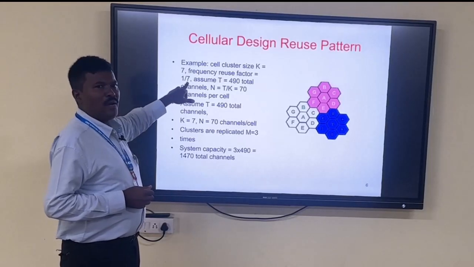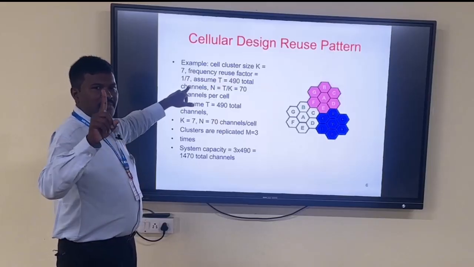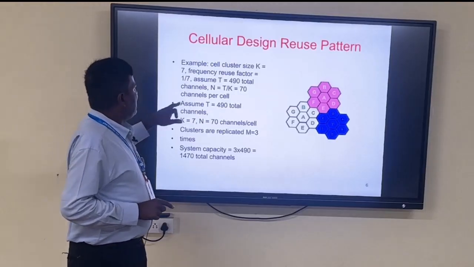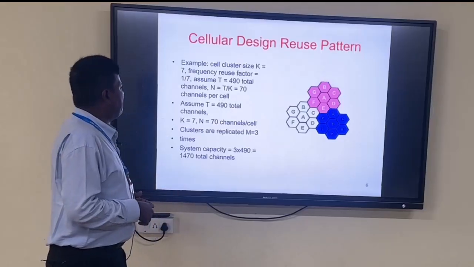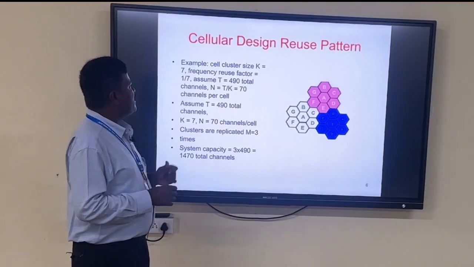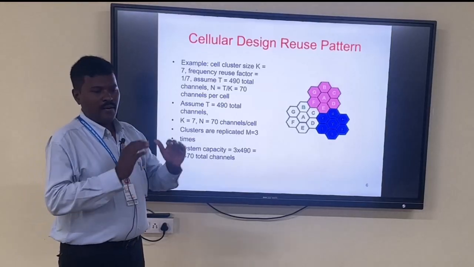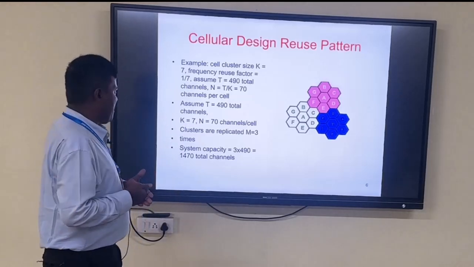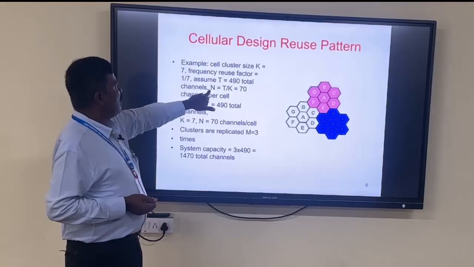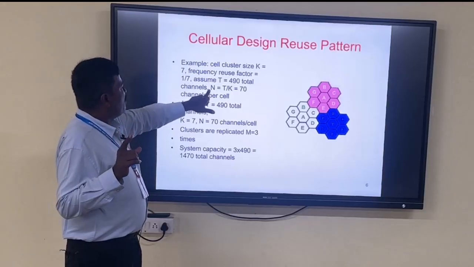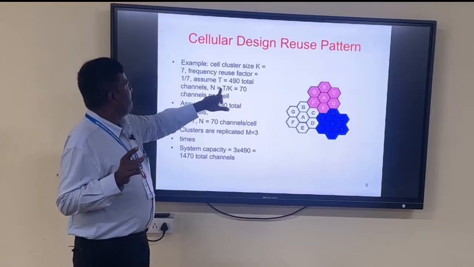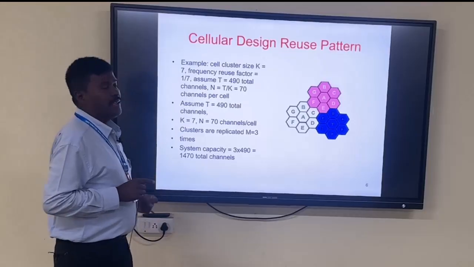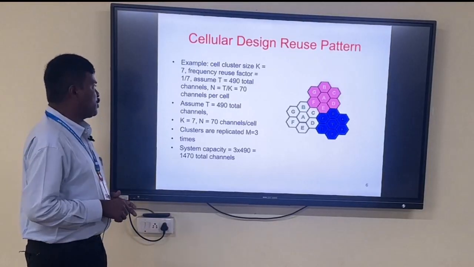Here we have 7 cells available in the cluster. There is supposed to be only one frequency for each cell. Okay. And assume that T is equal to 490 total channels. This definition is for a cluster. For a particular cluster, if we define that 490 is the total number of channels available, then we can calculate the number of channels per cell, n is equal to T by K. By simply dividing 490 by 7, we get 70. The number of channels per cell can also be calculated.